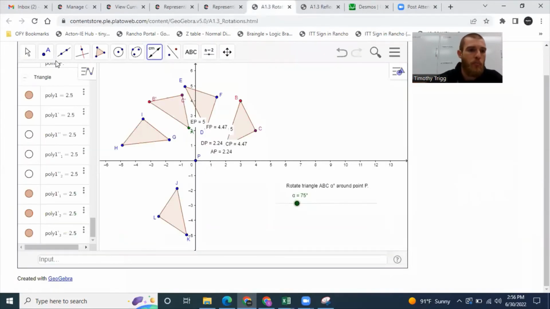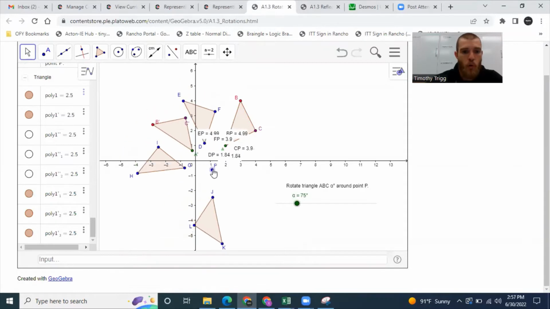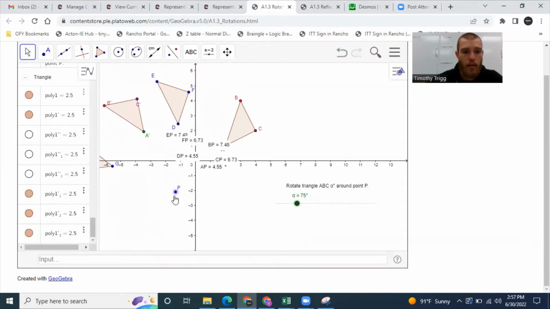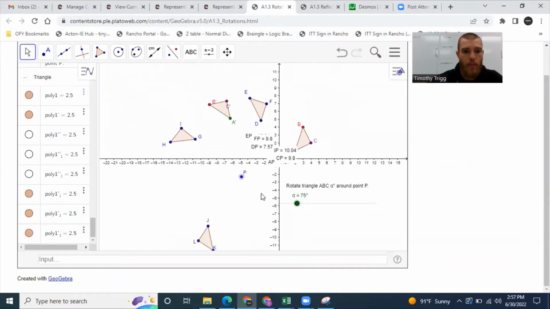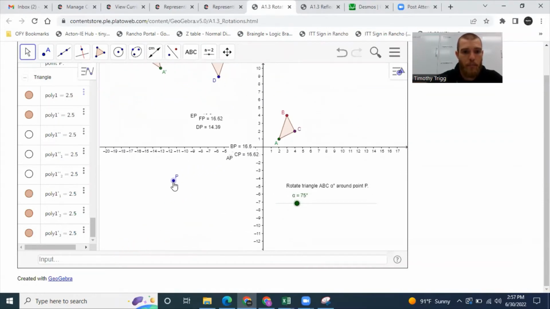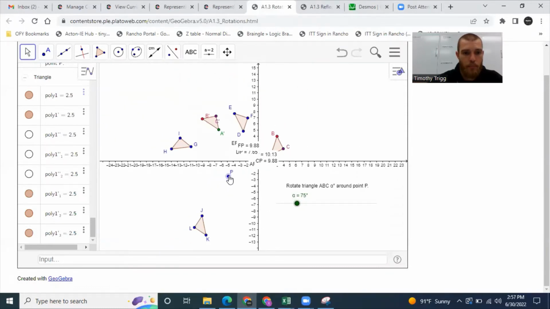So basically, we're going to move point P around. Go to the Move tool, and you can move point P around to wherever you like. So I'm going to move it maybe over here. Maybe I need to zoom out a little bit. Maybe I need to zoom in a little bit. I don't know. Okay.